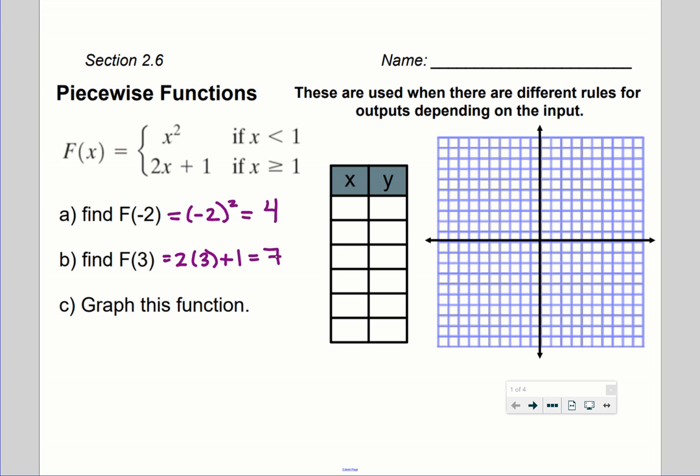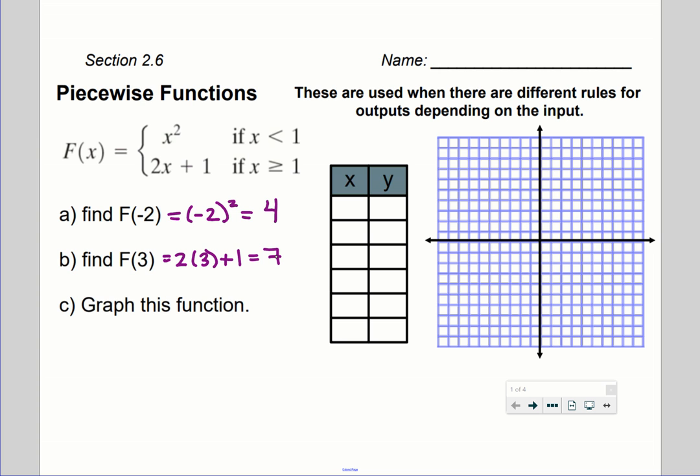Graphing a piecewise function. The x squared function will only show up where x values are less than 1. So it's going to show up on the left side of the graph. The 2x plus 1, which will make a line, so y equals mx plus b, is going to show up for values greater than 1. So it's going to show up on the right.